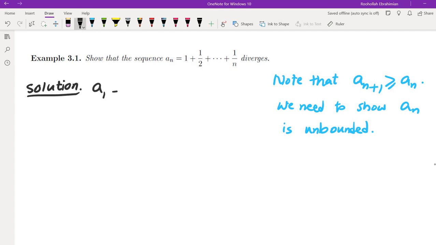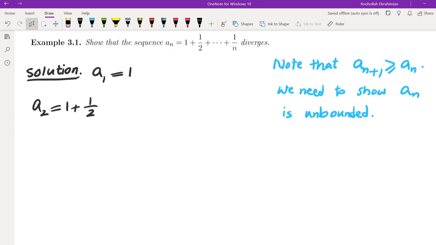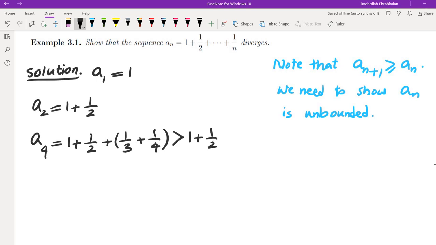If you look at a1, it is just 1. a2 would be 1 plus 1 half. Now, of course, finding a formula for a_n isn't really possible, but we can approximate these a_n and show that they are actually quite large. For example, if you look at a4, you would get 1 plus 1 half plus 1/3 plus 1/4. What I'm going to do is replace these two by 1/4. So this gives me 1 plus, this is 1 half, and this is also 1 half, so that's 2 halves.